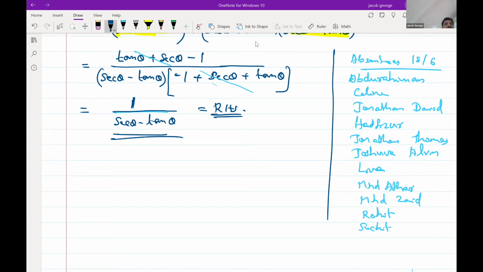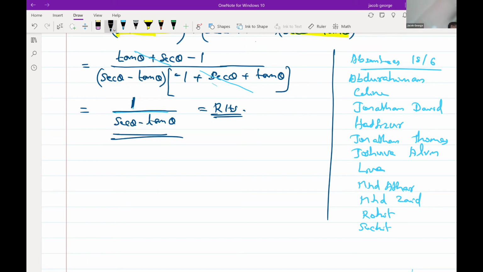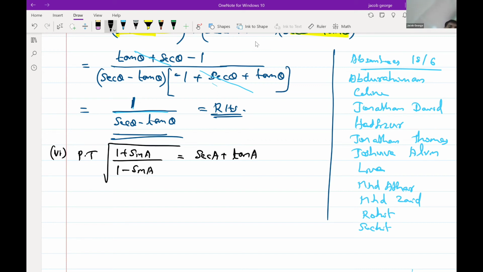At the same time, I will write the next question. Please write the next one. This is question number 6 from the exercise. Prove that square root of 1 plus sin A upon 1 minus sin A is equal to sec A plus tan A. Please write this question.